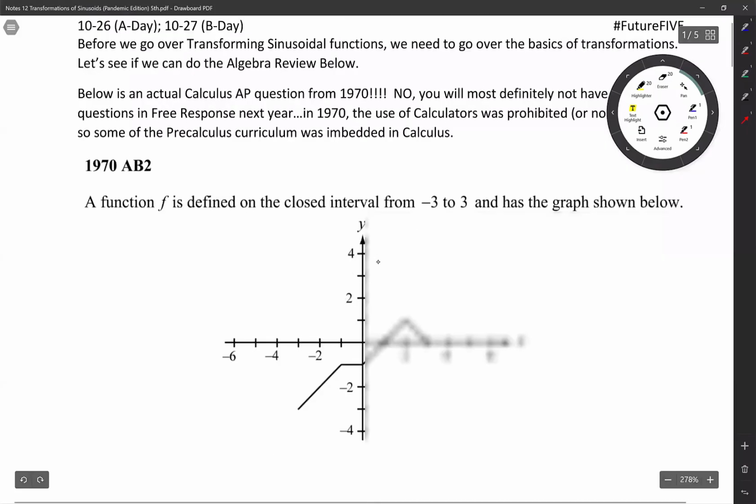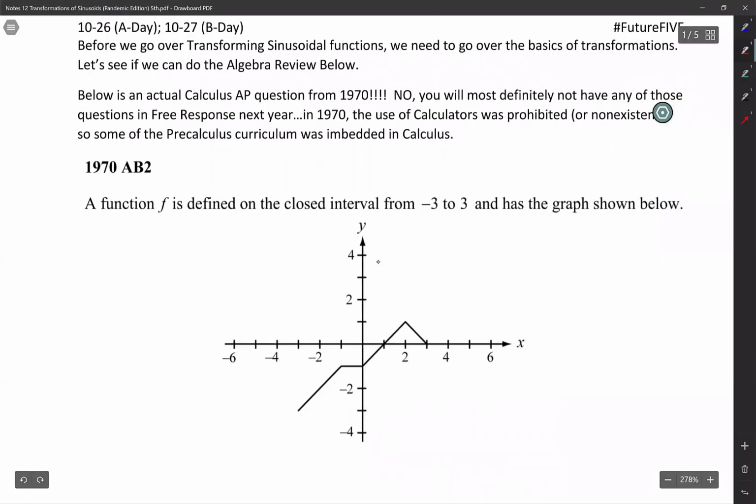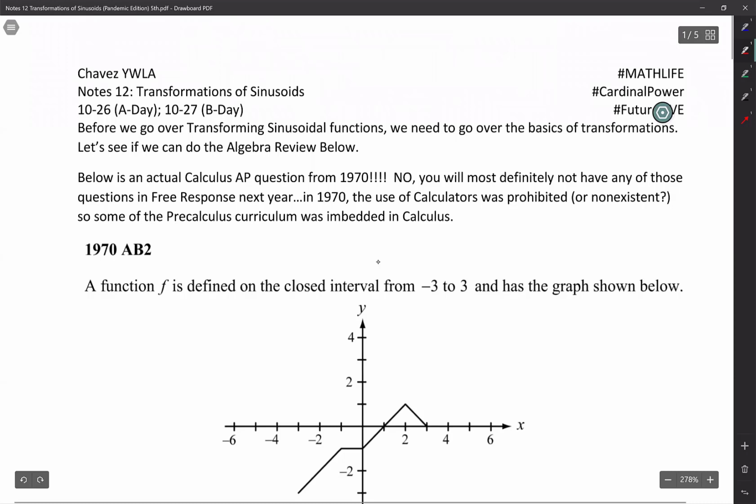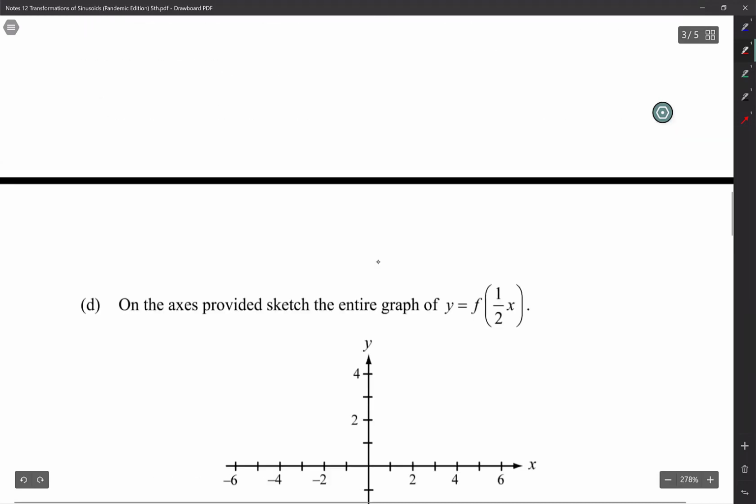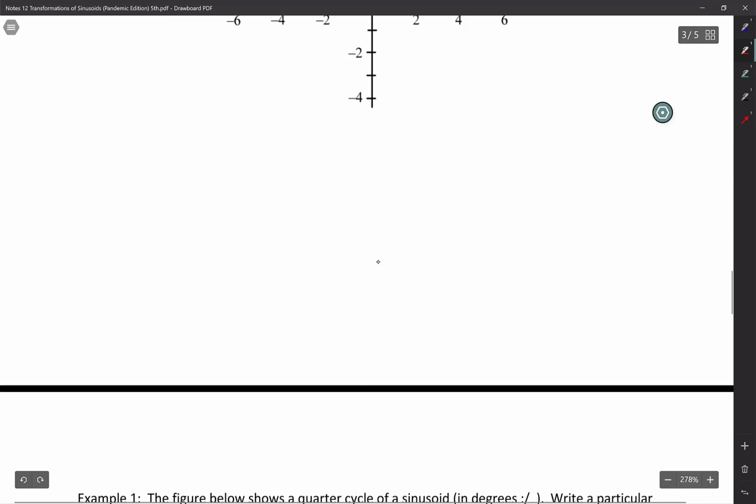All right, so this is an exam from the 1970s. Maybe your parents took this exam, the Calculus AP exam in 1970. And as you can see, it's just transformations. And it's missing some transformations. I wish I would have put some more in there myself.